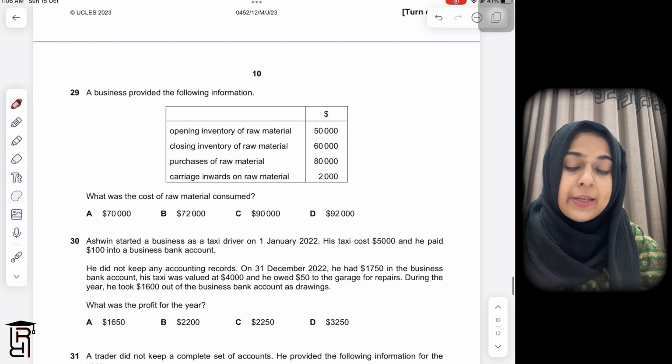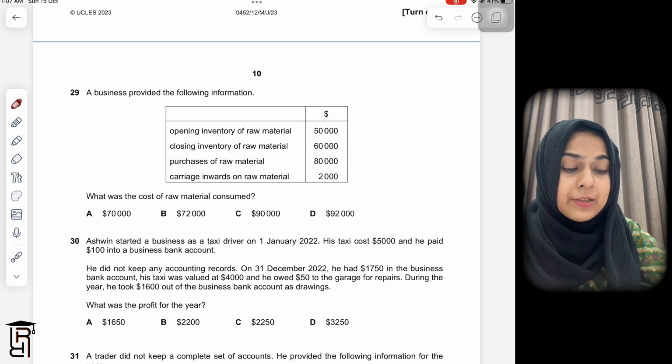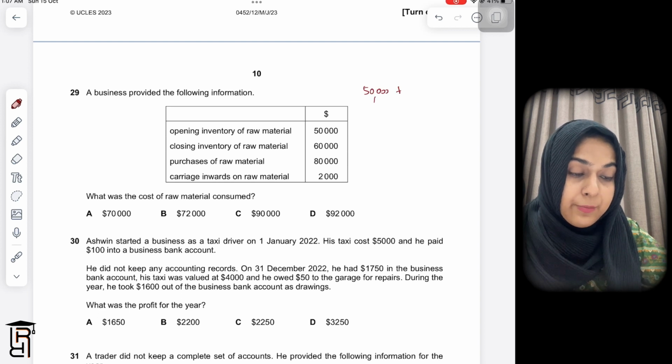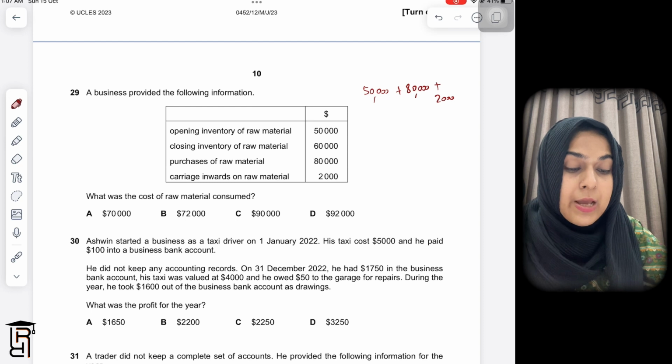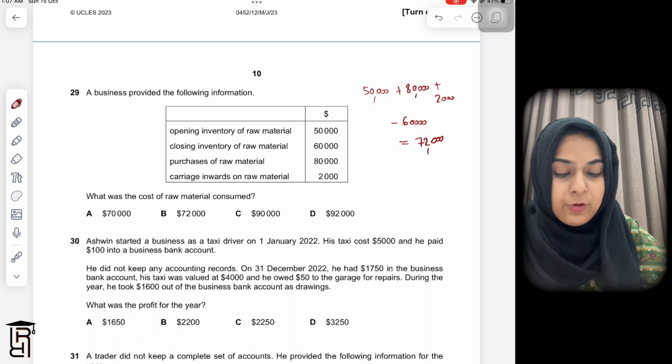Then question number 29 is saying a business provided the following information. What was the cost of raw materials consumed? So cost of raw materials consumed or cost of raw materials used is one and the same thing. Opening inventory of raw material is 50,000 plus you add the purchases of raw materials, that is 80,000, plus carriage on raw materials, that is 2,000, is going to total to 132,000 minus the closing inventory of raw materials, that is 60,000, is going to give you 72,000 as your cost of raw material consumed.